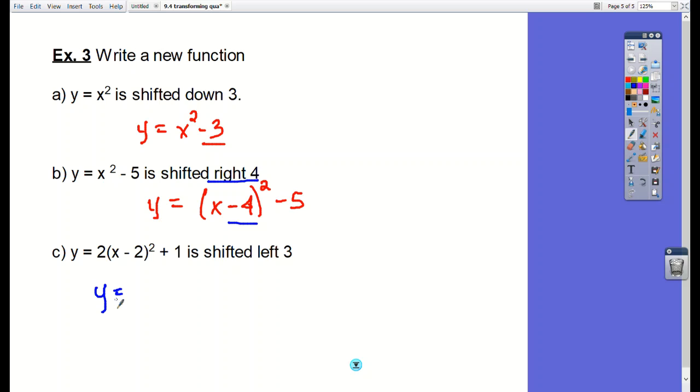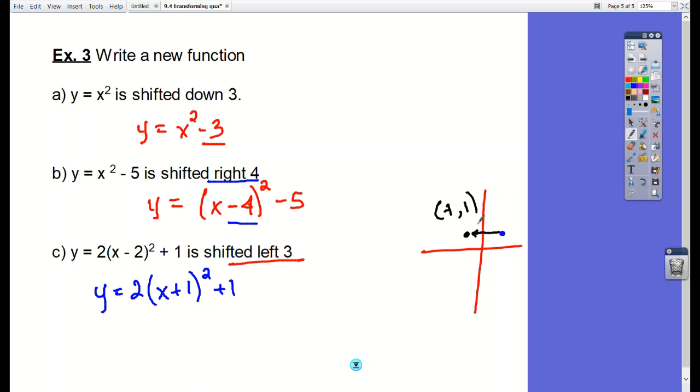Oh, okay. 2 parentheses x plus 1 squared plus 1. All right. So we're shifting to the left 3. So we had the vertex at +2, 1. Sorry, I wrote it down wrong. +2, 1, and we're shifting to the left 3. So we just move over 3 units, and that would bring it to -1, 1. So that's kind of how you can think about this one. We're shifting to the left 3, so that has to go from -2 to +1 there.